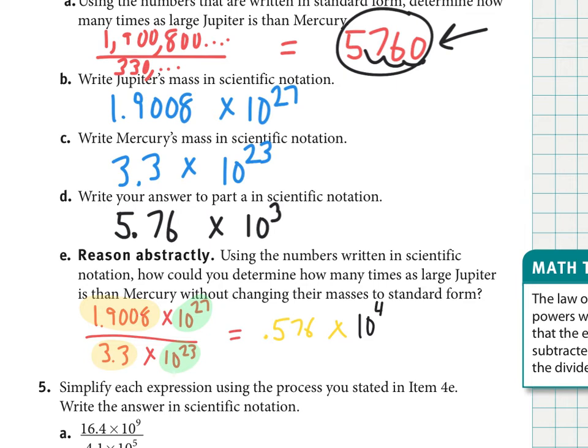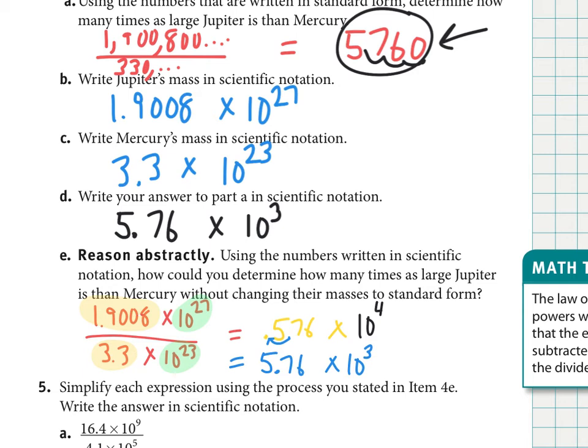Okay, now is that answer in scientific notation? And the answer is no here, right? It's not yet, because that factor, the 0.576, is not between 1 and 10. So it would need to be 5.76. So the decimal needed to be here. So we would need to take away 1 from the exponent on the 10 and make it 5.76 times 10 to the 3rd.